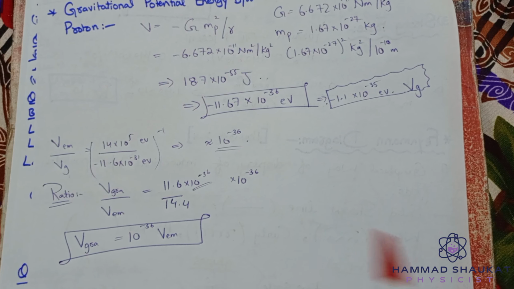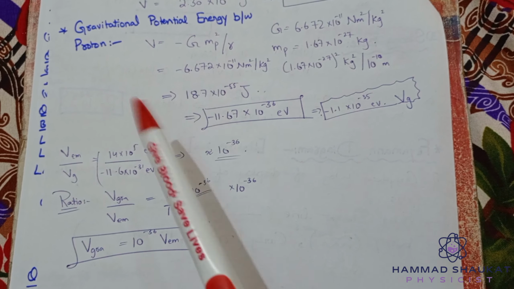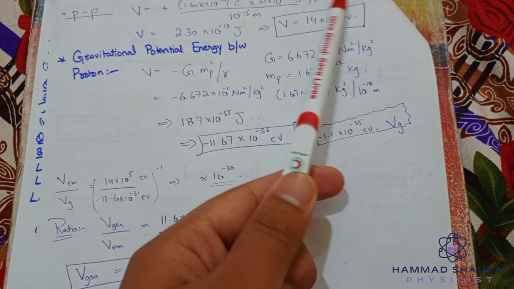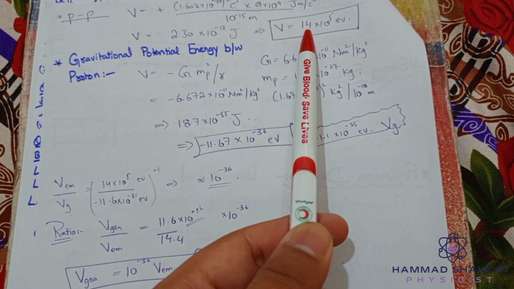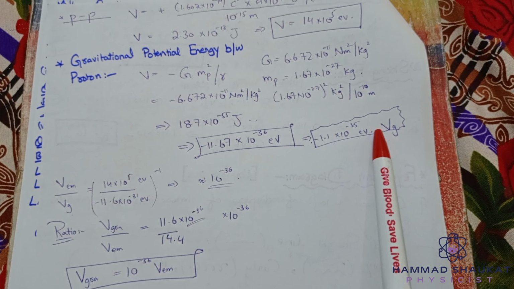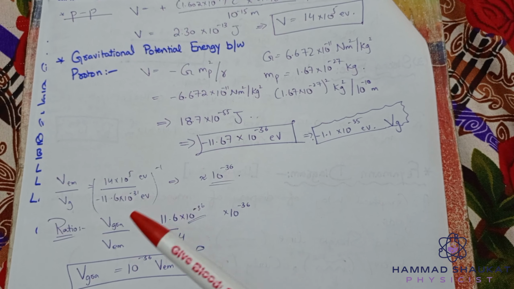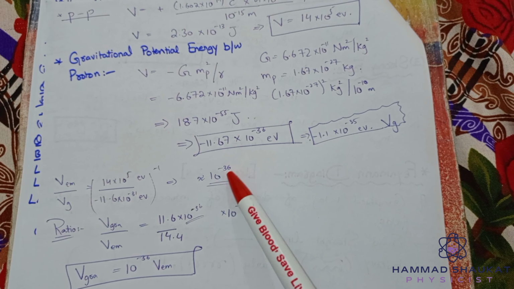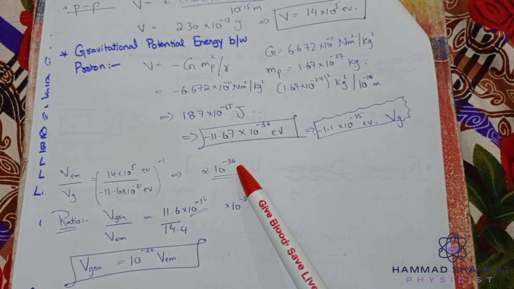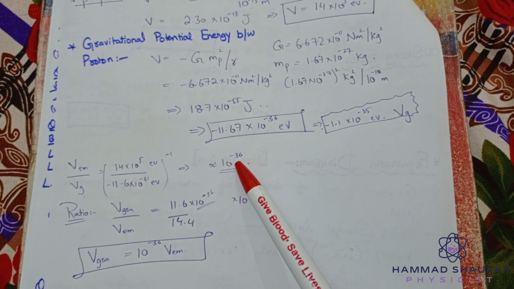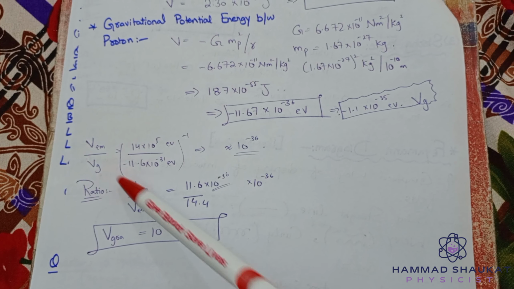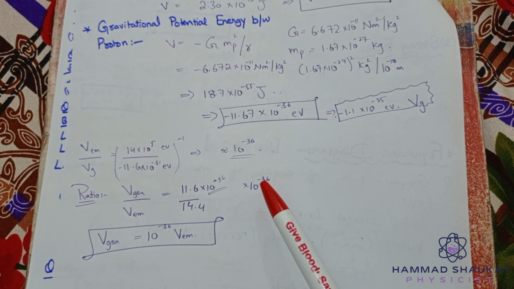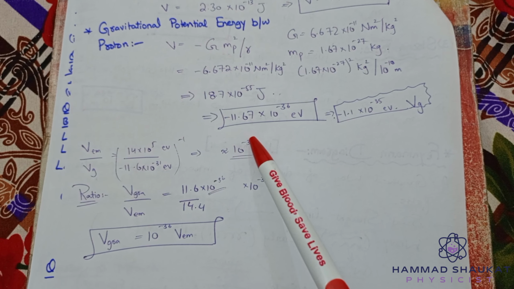Now, if you want to find the ratio between electromagnetic potential and gravitational potential, you put in the value of the electromagnetic potential of protons and the gravitational potential between protons. Dividing this by this, you will get a ratio of 10 raised to power minus 36. Understood? So if you want the gravitational to electromagnetic ratio, just take the reciprocal, and you will again get an answer in the range of 10 raised to minus 36.